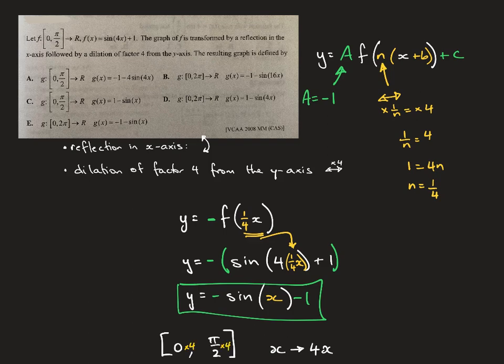And so we get our new domain of 0 times 4 is 0, and pi on 2 times 4 gives you 4 pi on 2, which is 2 pi. And so that is our new domain. So putting our transformed domain and our transformed formula together, the correct answer is E.